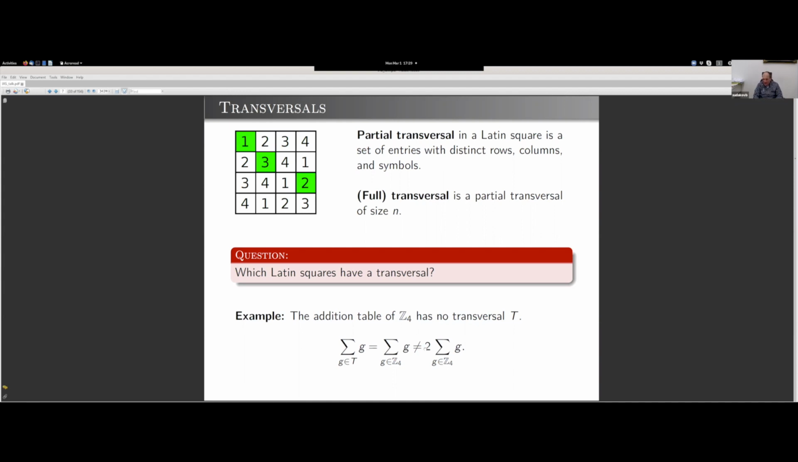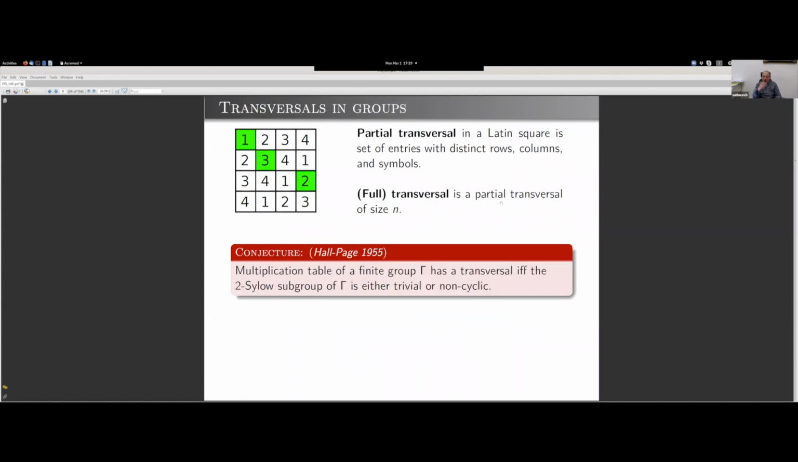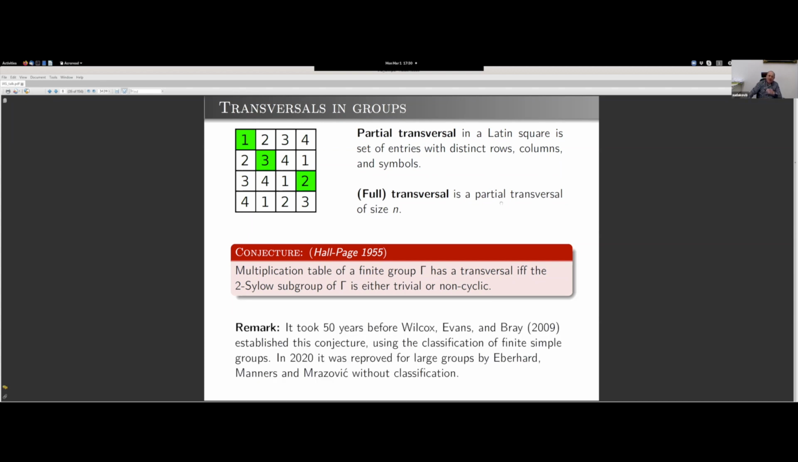Actually, even answering this question for addition tables of groups appears to be quite difficult. There was a conjecture, it's now solved, by Hall and Paige, who in 1955 proposed a characterization of all the groups whose addition table has a transversal. They said that a transversal exists if and only if the 2-Sylow subgroup of this group is either trivial or non-cyclic. And it took about 50 years until Wilcox, Evans, and Bray in 2009 proved this conjecture.